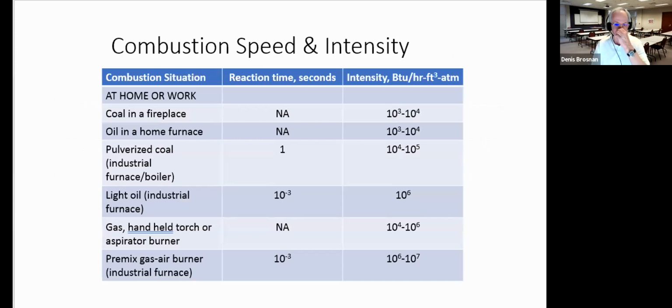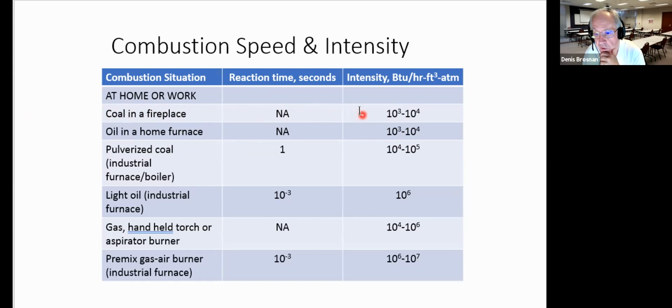Now let's talk about combustion speed and intensity. Back in time, when solid fuels were used, coal was used as a fuel. You have to heat up coal to get it started. We all know that. Reaction times are fairly long. Coal burns as volatiles come out of the coal and by combustion of the carbon on the surface of the coal. So we really don't have a reaction time here.